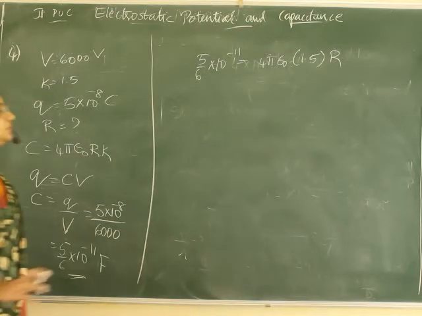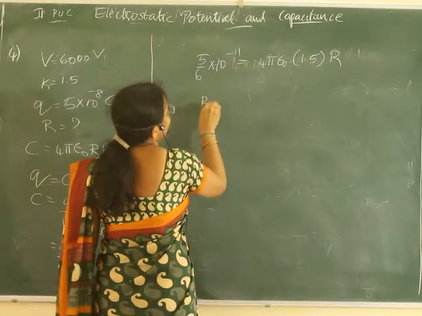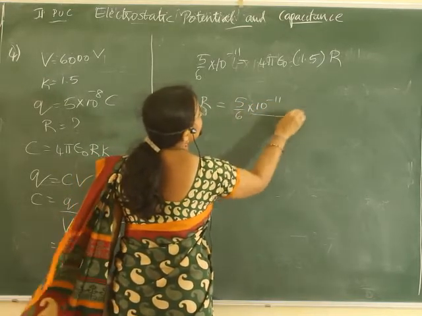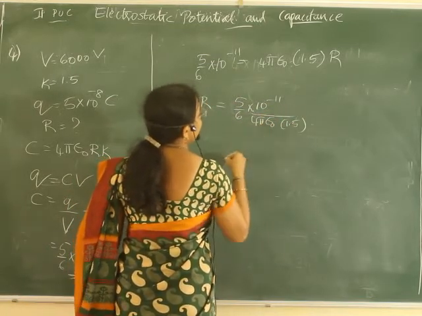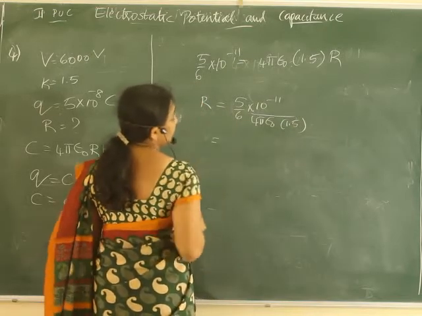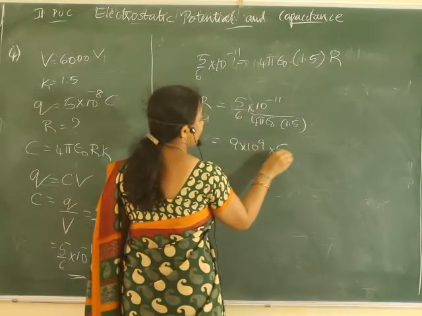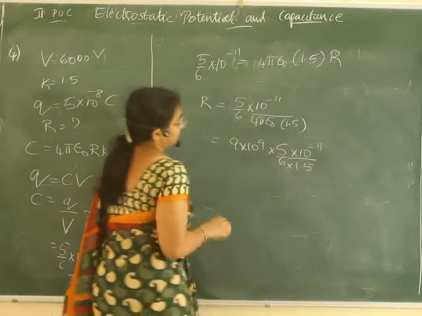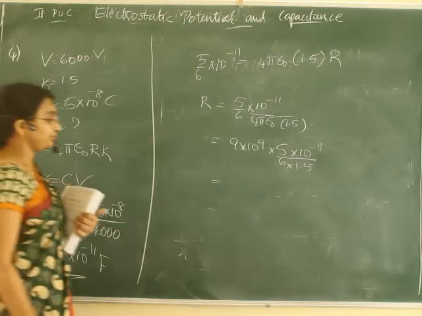See here, I have not substituted for this one. How will I substitute? Very easy. R is equal to 5 by 6 into 10 to the power minus 11 divided by 4 pi epsilon naught into 1.5. Now 1 by 4 pi epsilon naught is nothing but 9 into 10 to the power 9. So 9 into 10 to the power 9 into 5 by 6 into 10 to the power minus 11 divided by 1.5. Now you solve. You'll get the answer. Very easy. Here the answer is 5 into 10 to the power minus 2.